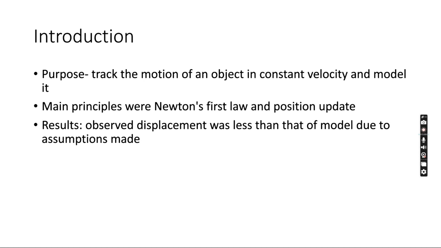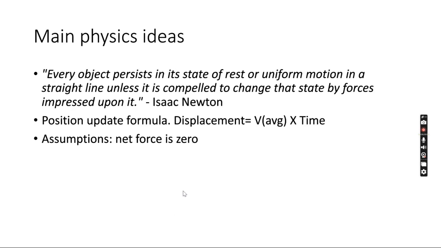And a brief description of our results found that the observed displacement was at a lower magnitude. It was in the negative direction, but the model had a more negative displacement, or the magnitude was larger. Essentially, it maintained its velocity due to some assumptions we made.